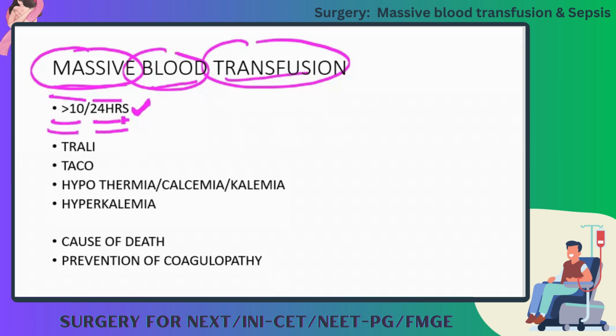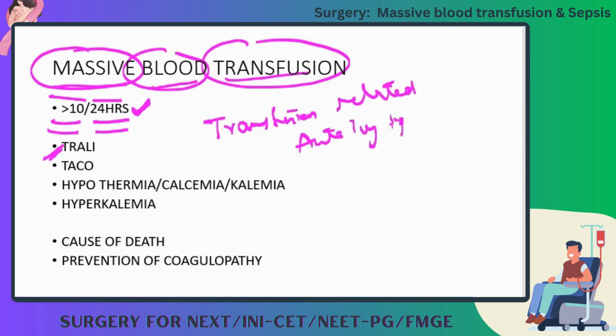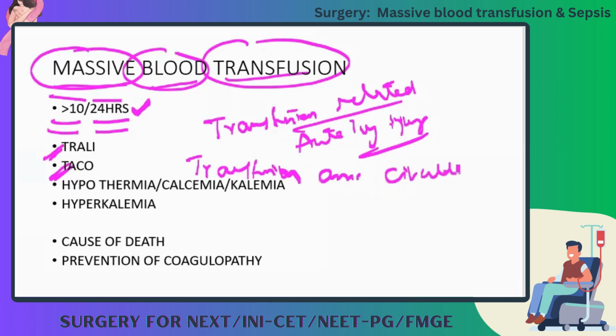So what will be associated with massive blood transfusion is TRALI. It is transfusion related acute lung injury. These are new names added, fancy names. They may ask you, just for completion's sake, I am completing it. Transfusion related acute lung injury and TACO, transfusion associated circulatory overload. These are the new terms, so just keep them in your mind.